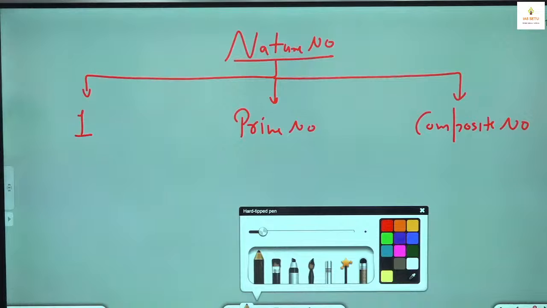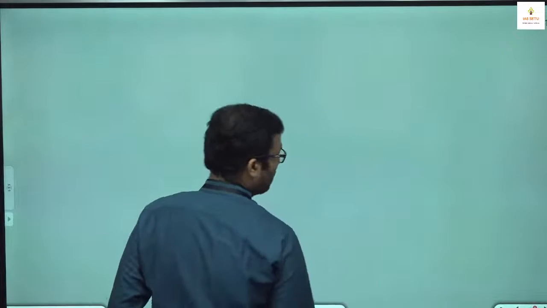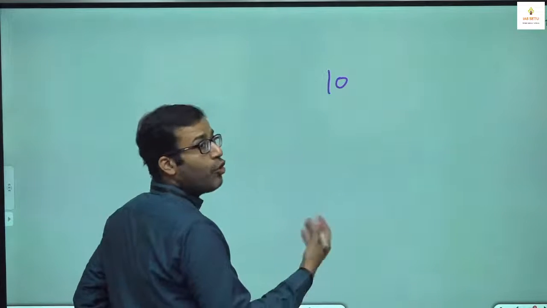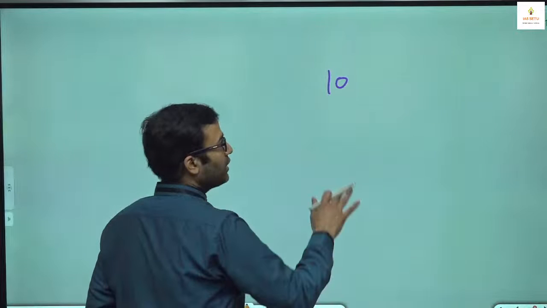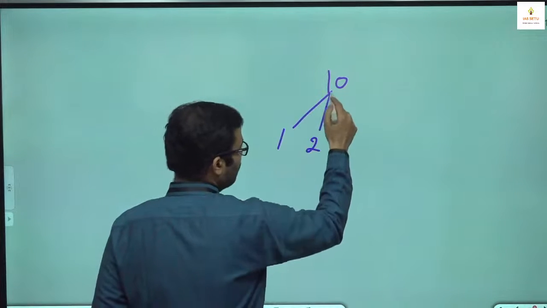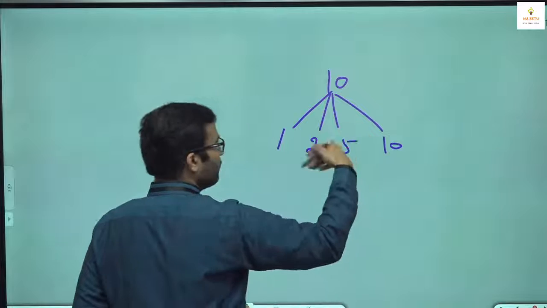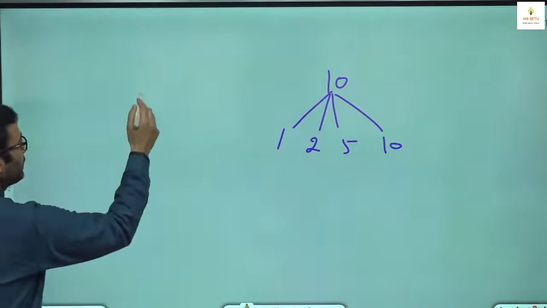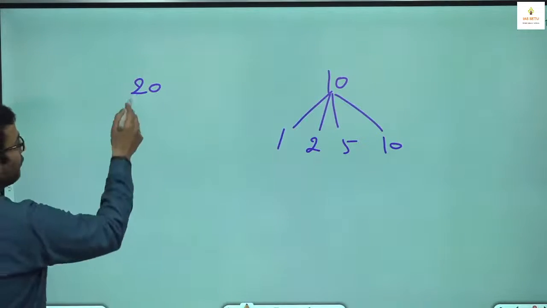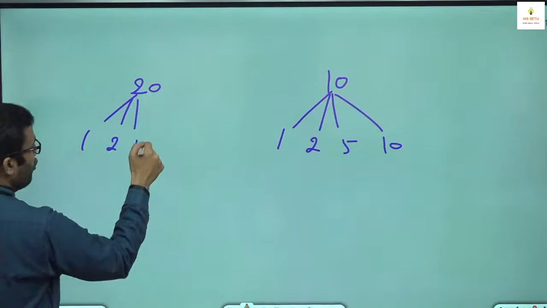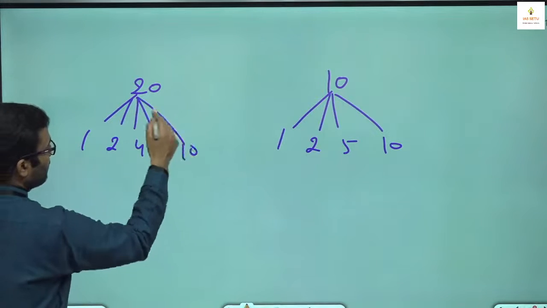I think all of you know factors or divisors, like 10. What are the divisors, or divisor and factor are the same. What are the divisors of 10? 1, 2, 5, 10. What can divide 10? Like 20. What are the factors of 20? 1, 2, 4, 5, 10, 20.